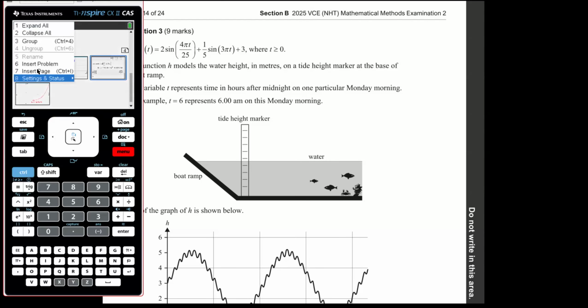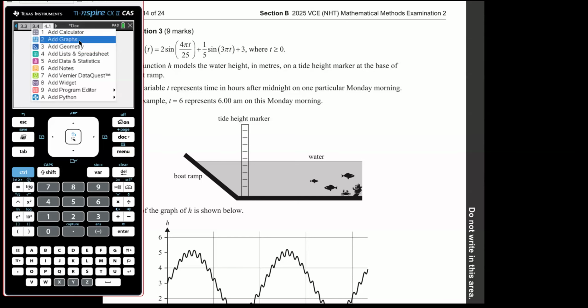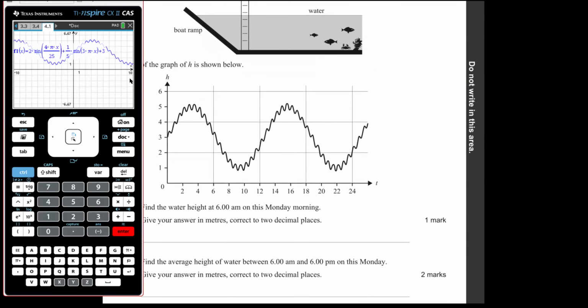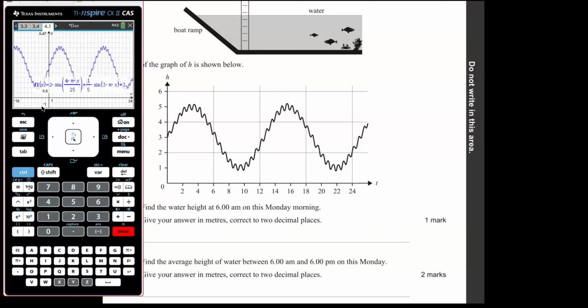Go up, menu, insert a problem, add a graph. 2 sine of 4 pi times x divided by 25 plus 1/5 sine 3 pi times x plus 3, something like that. Then I look at 0 to 24. Yeah, this is a graph. And maybe I can look at, let's say, -1 here, just make this 0. So just want to look at, for example, maybe 26 whatsoever.